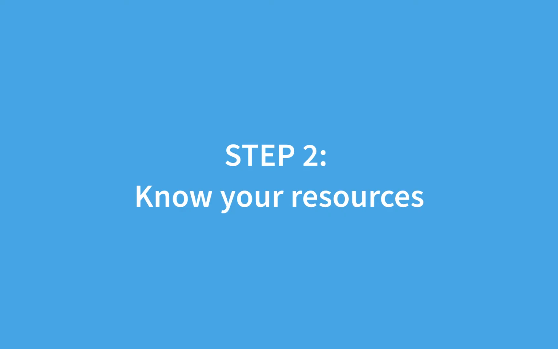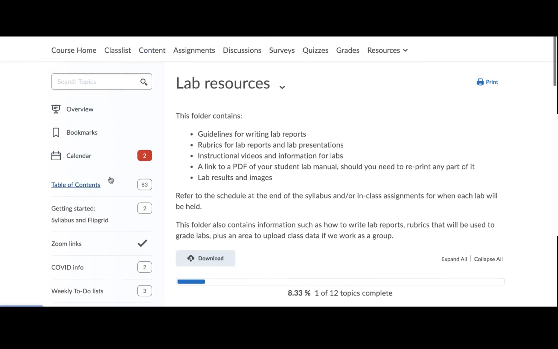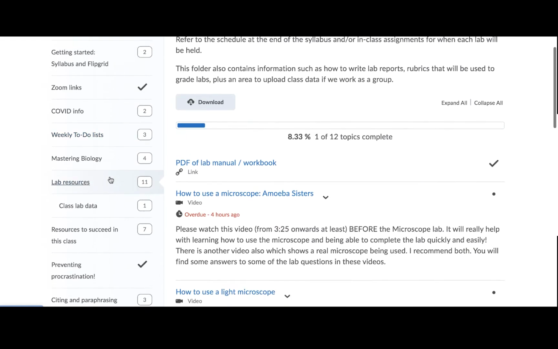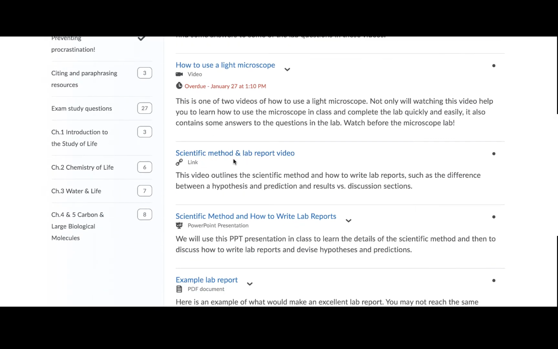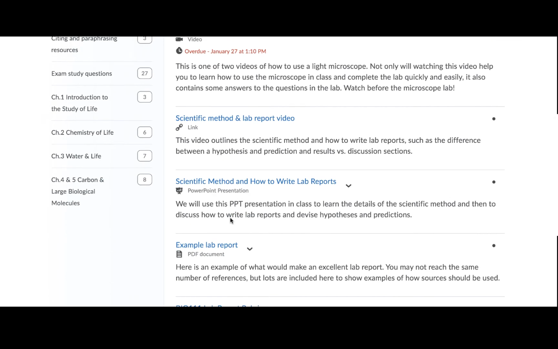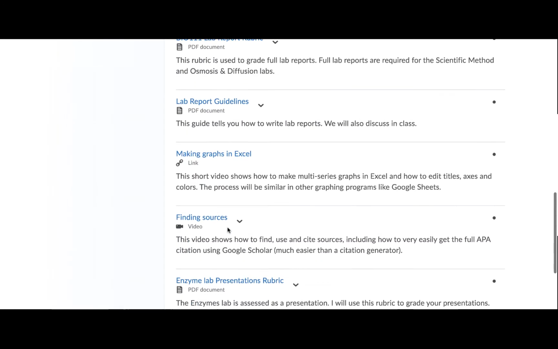So the first place you want to go to get resources is going to be on D2L. And in D2L, there's a section on the side in the content section called Lab Resources. And in the Lab Resources, you're going to find a video on the scientific method, and you'll find the rubric for lab reports, you'll find a sample lab report. So you find lots of resources in there and also in your workbook.